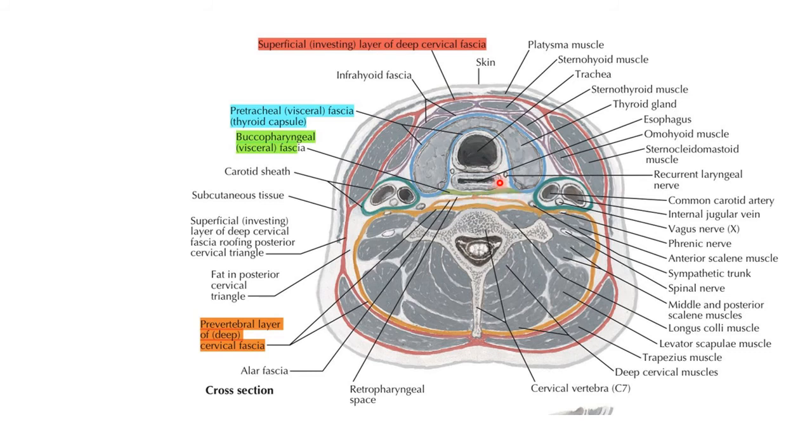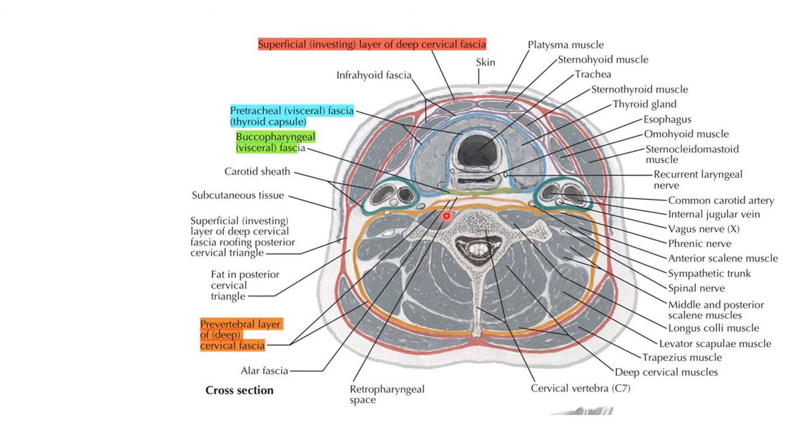There will be a paramedian bulge, not median, because in the midline they are joined together, so they cannot cross the midline. So the pus will form a paramedian swelling in the posterior pharyngeal wall. In the posterior pharyngeal wall, they will form a paramedian unilateral bulge. Either it will be on this side or on this side, but it will be paramedian.